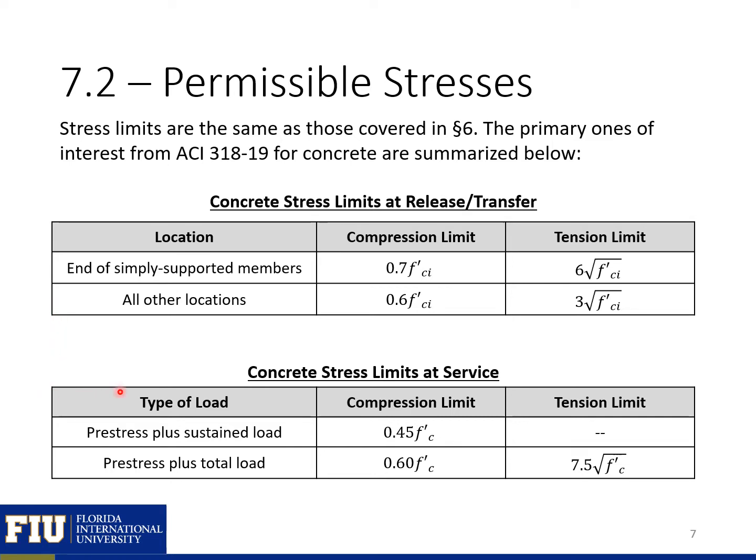We also have our concrete stress limits at service. Here it's differentiated based on the type of the load. So if we have a pre-stress plus the sustained load, or our stresses due to pre-stress plus sustained load, we only have a compression limit as shown here. And if we have the pre-stress plus the total load, we have both a compression limit and a tension limit to make sure that our beam doesn't crack.